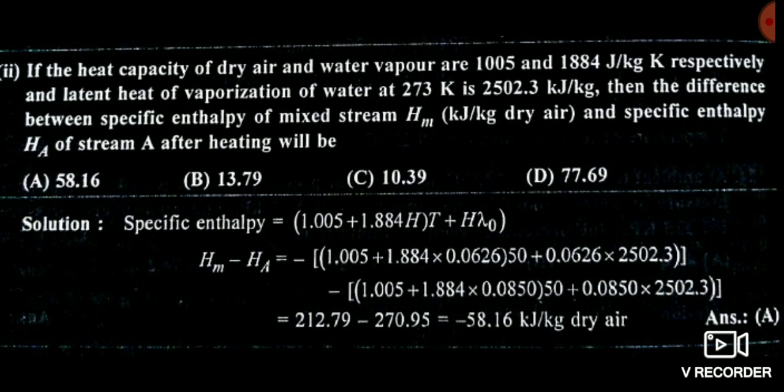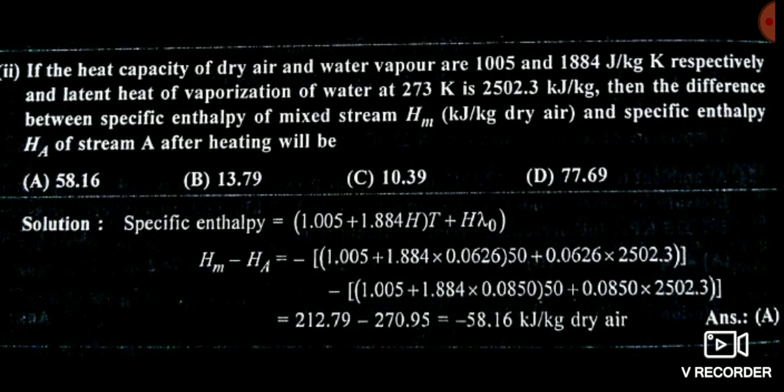Now friends, you see another question. It is also a very easy question. Here the heat capacities are given and the latent heat of vaporization is given, and it is asking about the specific enthalpy. Friends, I have told you in the previous lecture the formula of specific enthalpy, that is 1.005 plus 1.88 into H into T plus H into lambda naught. Lambda naught is the latent heat of vaporization.